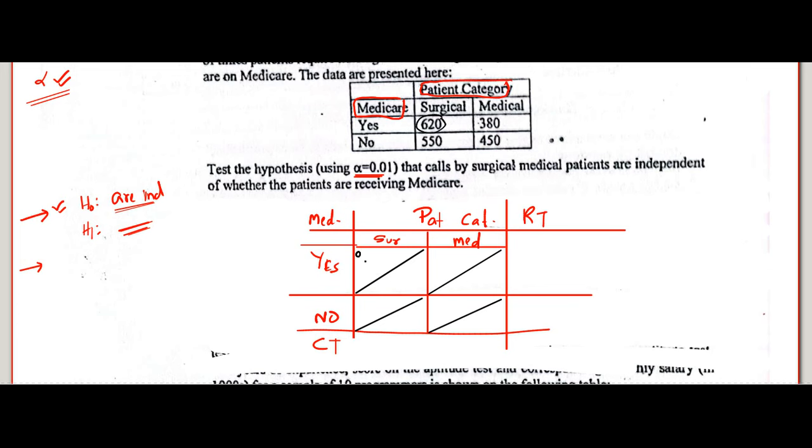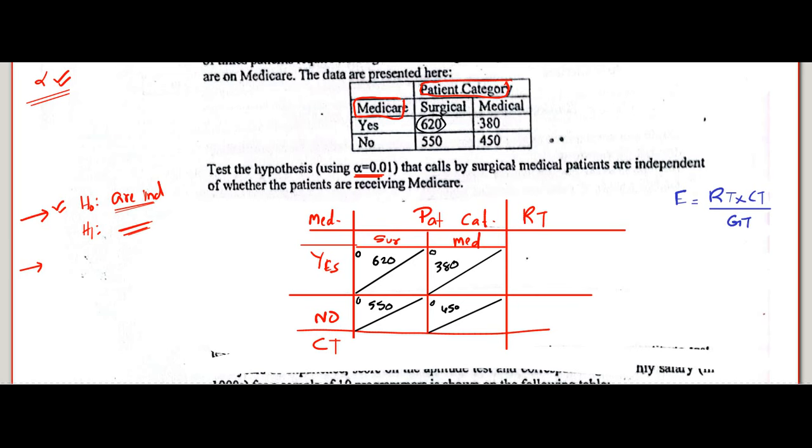I'm going to write the observed value here. Observed value, observed value, observed value. So what are the observed values? 620, 380, 550, 450. And what are the expected values? Do you remember the formula to find expected value? Row total, column total divided by grand total.